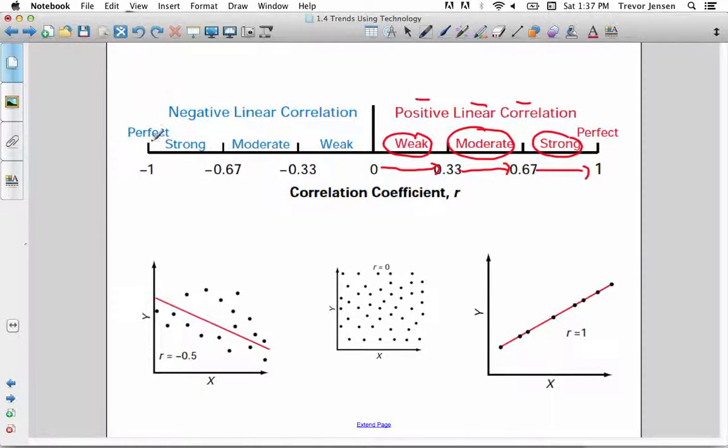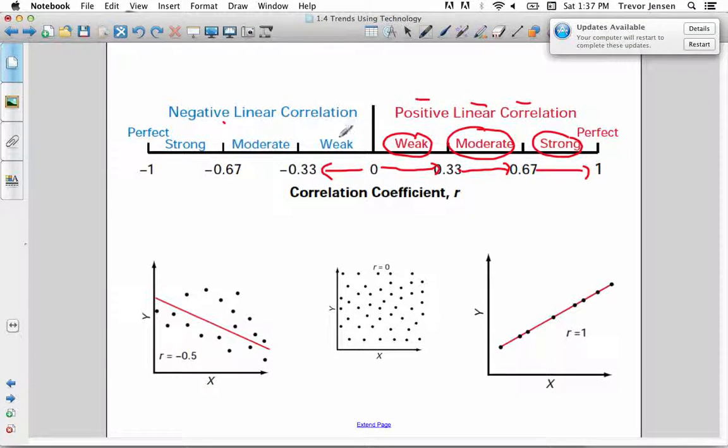And the same thing applies on the negative side of the spectrum. So the negative side of the spectrum just implies that we have a negative linear correlation. Negative numbers don't necessarily mean a weaker correlation. It just means that the direction or the slope of the line of best fit would be down to the right, meaning the slope would be negative. Okay? So if we have values between 0 and -0.33, we have a weak negative linear correlation. Between -0.33 and -0.67 is moderate, and between -0.67 and -1, we have a strong negative linear correlation.